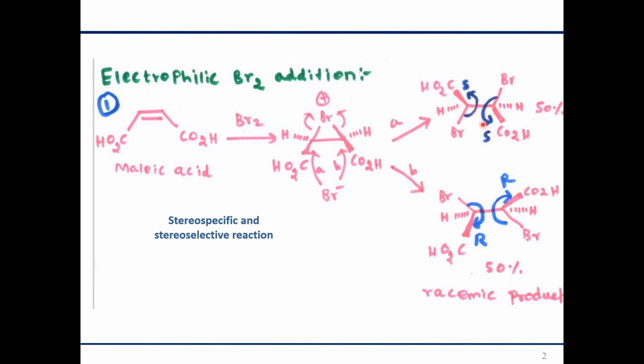So we can say this reaction is a stereospecific reaction, and also we can say this reaction is stereoselective because in this reaction two chiral centers are forming. According to the 2^n formula, we would have 4 stereoisomers, but out of 4, selectively only 2 are forming. So we can say this reaction is stereoselective also.